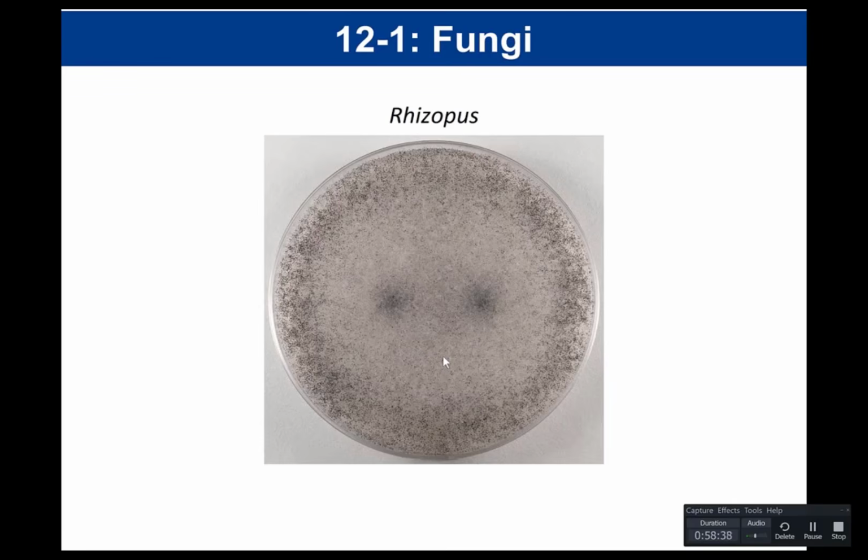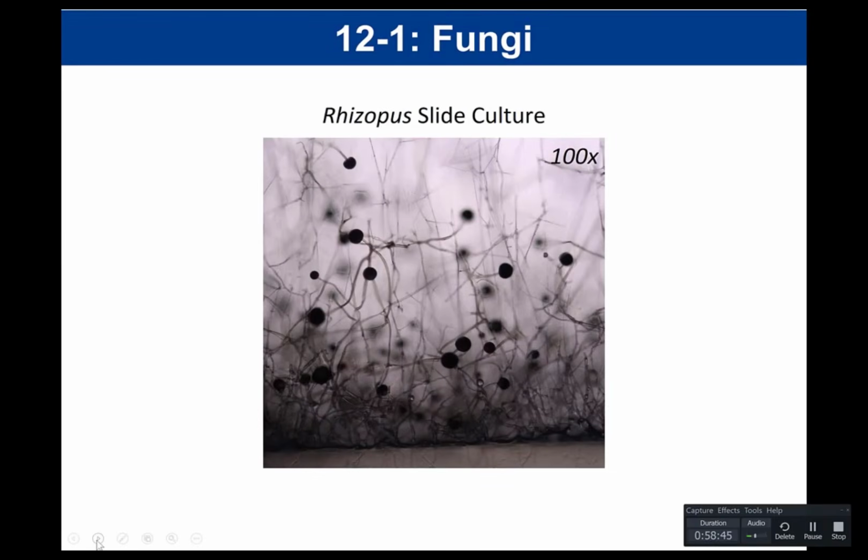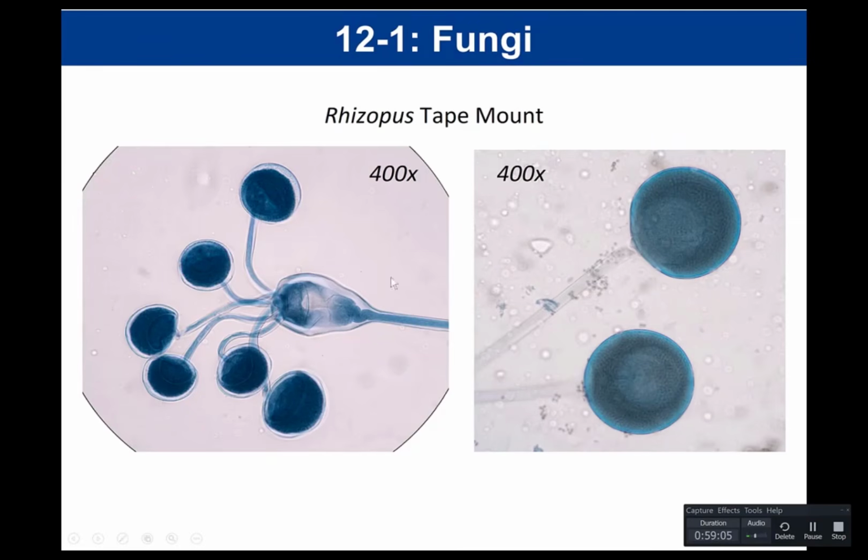So this is what Rhizopus would look like, the black bread mold, on a plate. Here it is on a slide culture. Again, the key distinction here is that the spore structure, the sporangium, is smooth because the spores are encapsulated. These are sporangiospores. They're used for asexual reproduction. So again, this is a tape mount. So not a slide culture now, but a tape mount looking at Rhizopus.